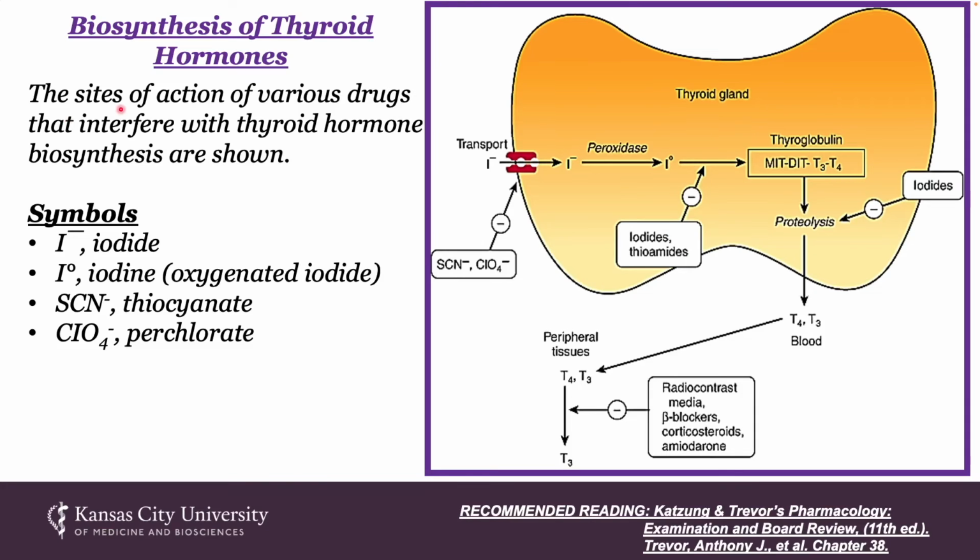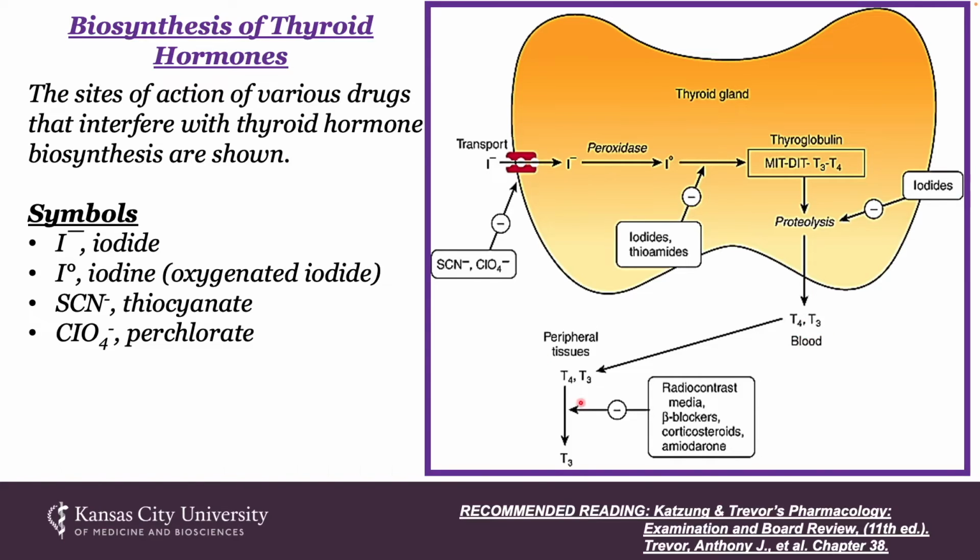In this figure, the sites of action of various drugs that interfere with thyroid hormone biosynthesis are shown. Here are the symbols listed in this figure. Iodide is taken up through a transmembrane transporter where peroxidase converts it to iodine, which is oxygenated iodide. Following oxygenation, iodine is integrated into the tyrosine residues of the protein thyroglobulin. Iodides and thioamides inhibit the conversion of iodine and the integration into the thyroglobulin molecule. Iodides also inhibit the proteolytic reaction that releases T4 and T3 into the blood.